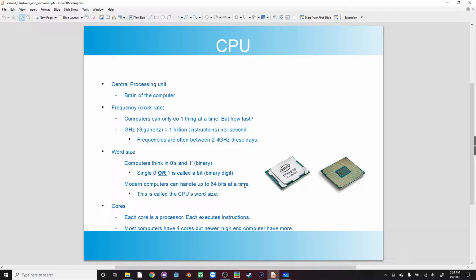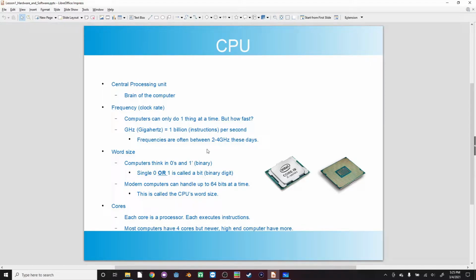Modern computers can handle up to 64 bits at a time. So when I said that there are 1 billion instructions, each instruction is going to be 64 bits long. So 64 zeros and ones every single cycle. And there's 1 billion cycles per second. Well, 2 to 4 billion cycles per second. Anyways, the size that a single core can handle, in this case 64 bits for modern ones, is called the word size. So if you ask, hey, how big is your CPU's word size? It's probably 64 bits. There are some old devices that still exist out there that are 32 bits, but they're mostly obsolete.